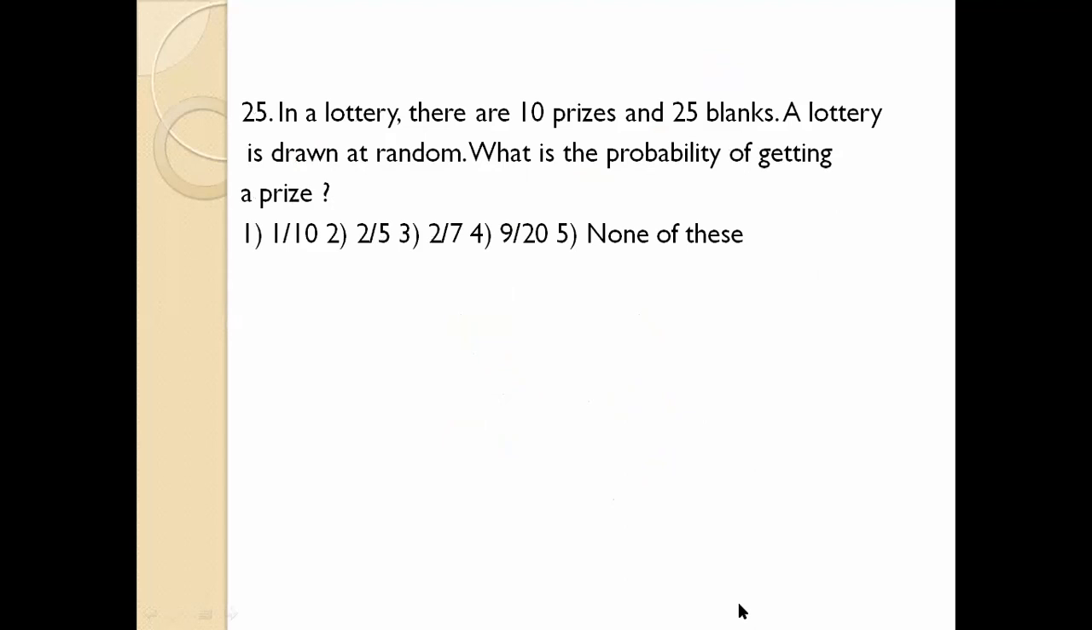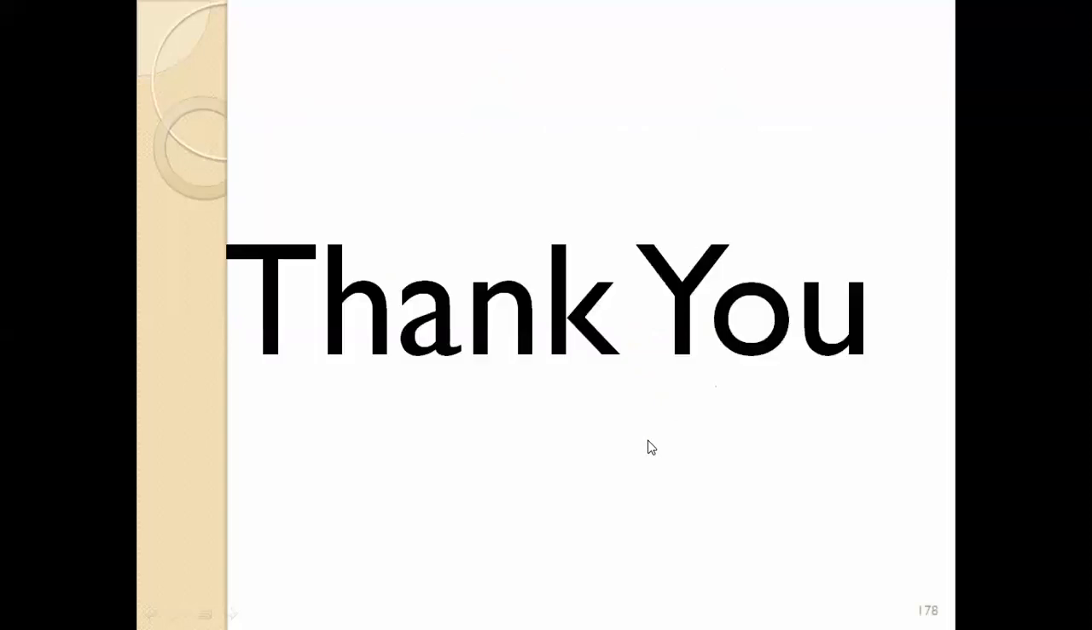In a lottery, there are 10 prizes and 25 blanks. A lottery is drawn at random. What is the probability of getting a prize? From that we choose one, so 10C1 is 10, by total 35. Dividing by 5, we get 2 by 7. 2 by 7 is the right answer. Option number 3 is the right answer. So this type of questions will come from this probability.